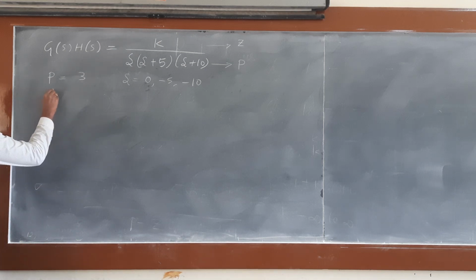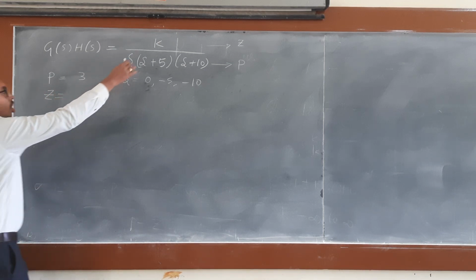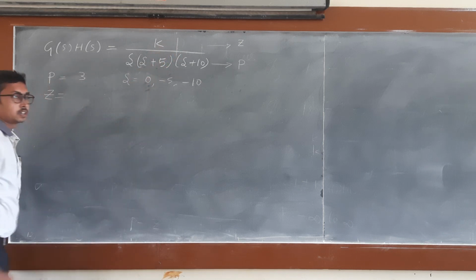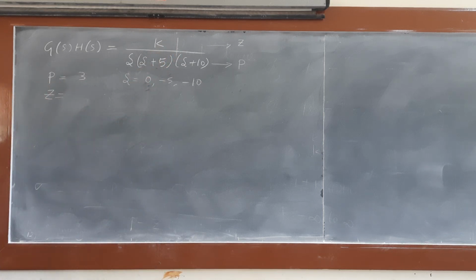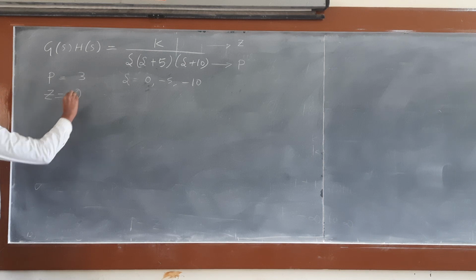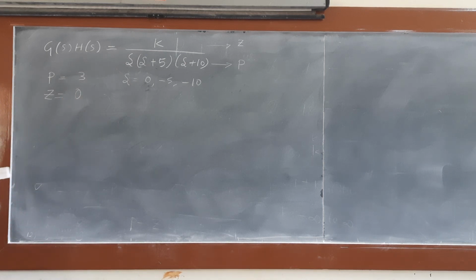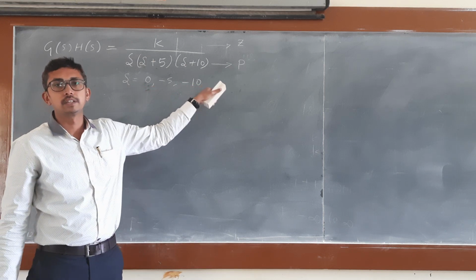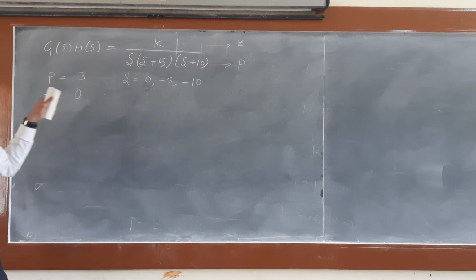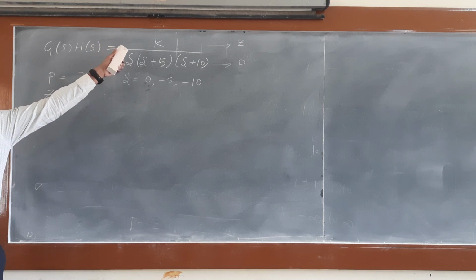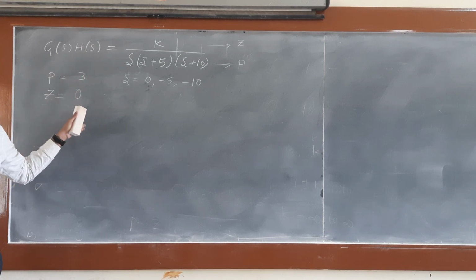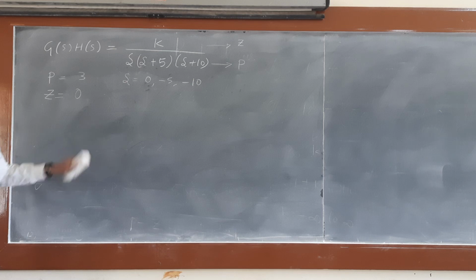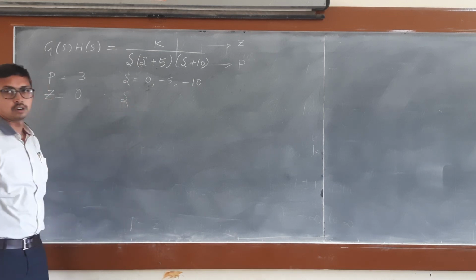Next, number of zeros, Z. How many s terms are there in the numerator? There are no terms. Therefore, number of zeros is equal to how much? Zero. Is it clear? So number of poles is equal to 3. The roots of the poles are s equal to 0, minus 5, minus 10. And there are no s terms in the numerator, therefore number of zeros is equal to zero. What are the roots? There are no roots at all.